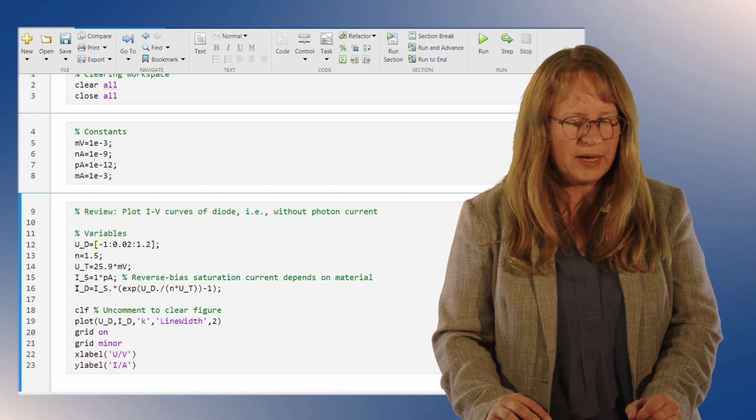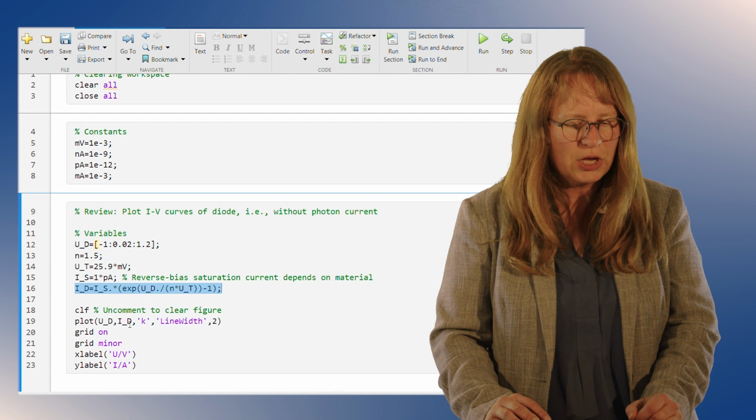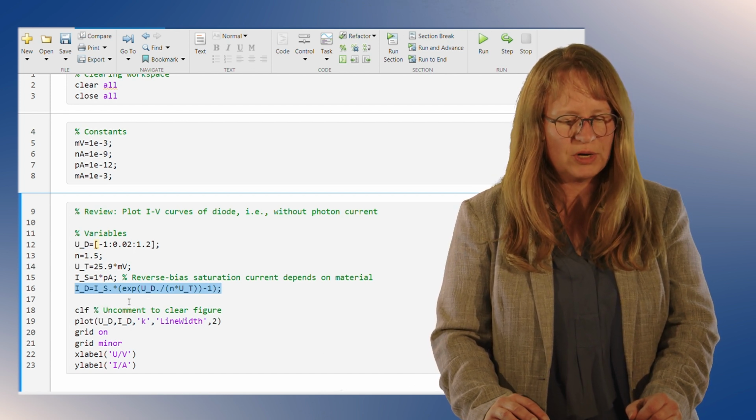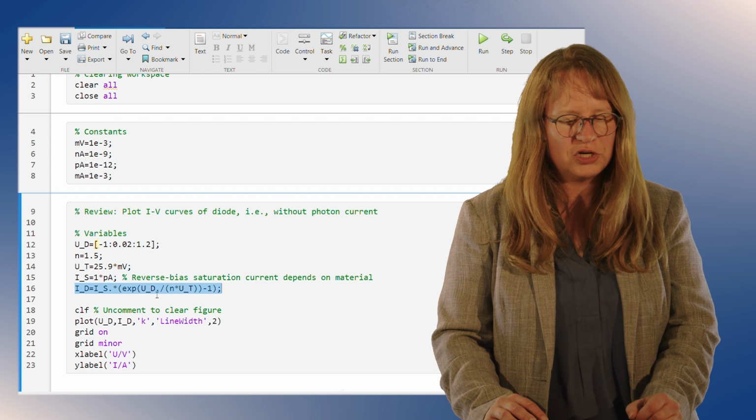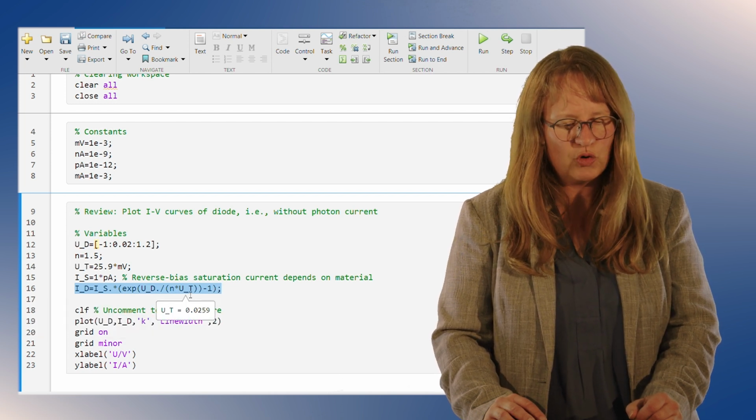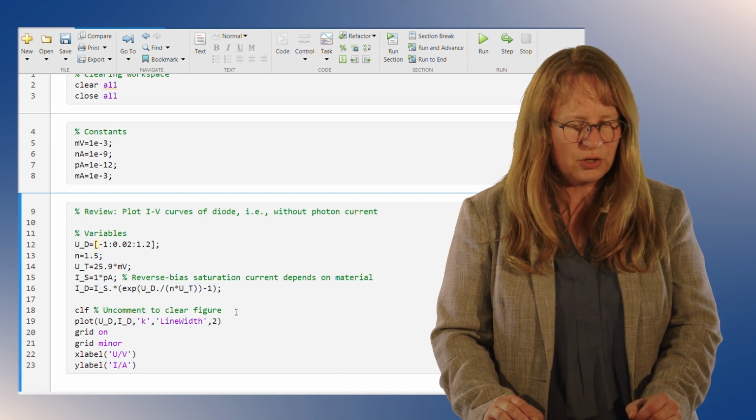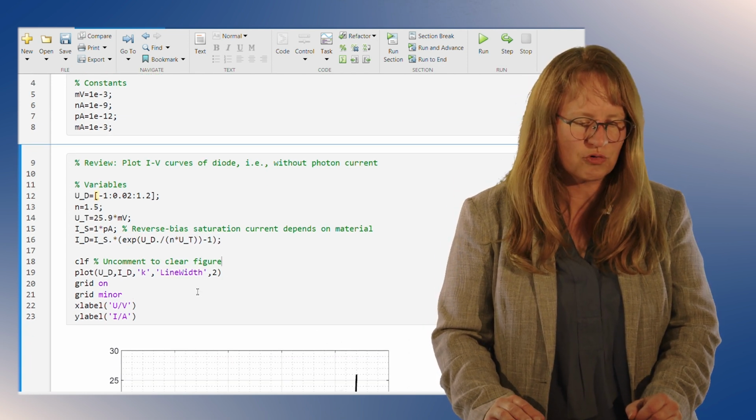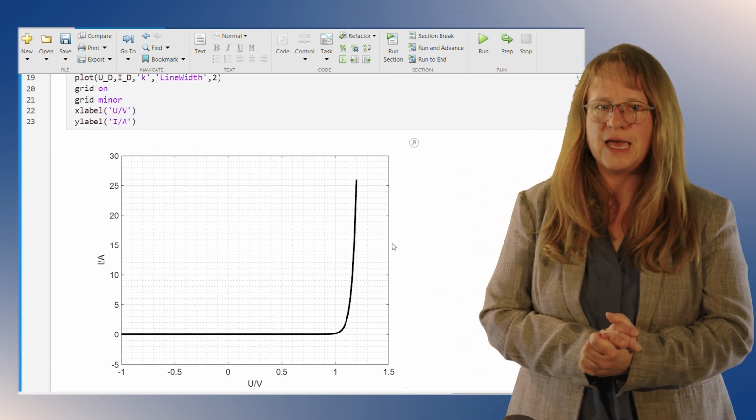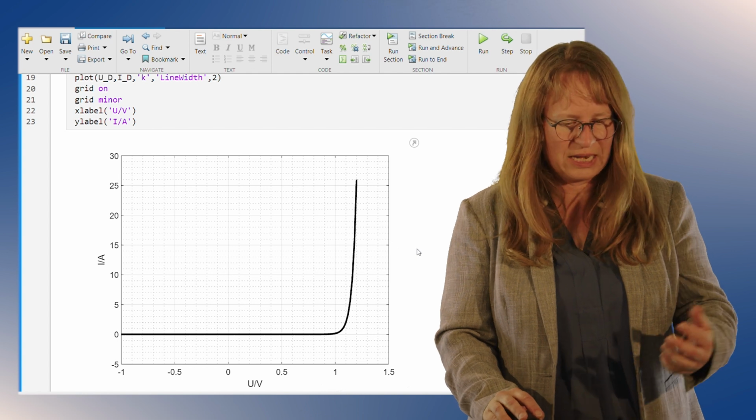And then our diode equation is given here in the MATLAB code. So we have the saturation current multiplied by the exponential function of the diode voltage divided by ideality factor times the temperature voltage, and -1. Okay, so then I plot this graph here, and this is the standard diode IV characteristic that you can expect.